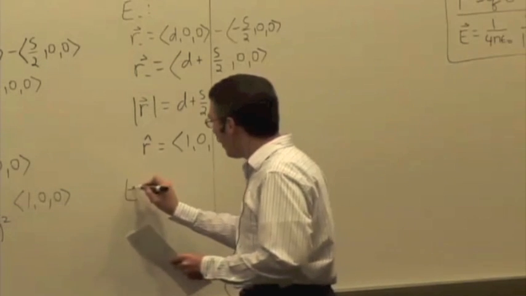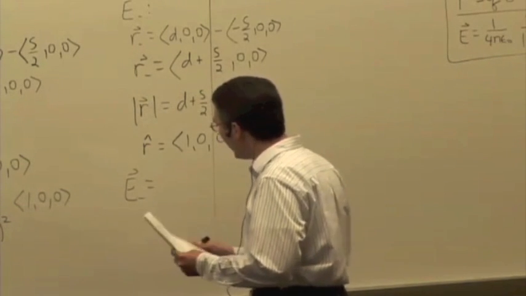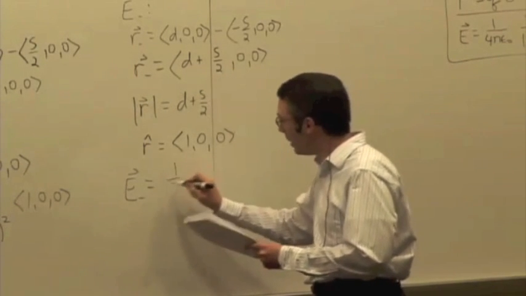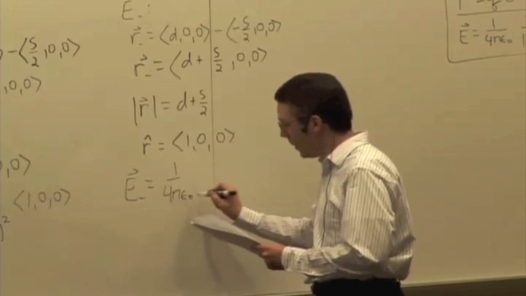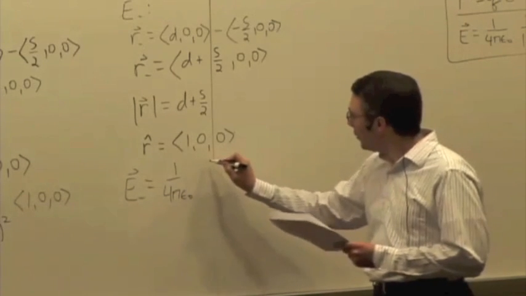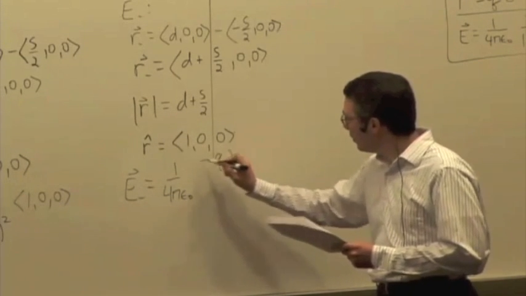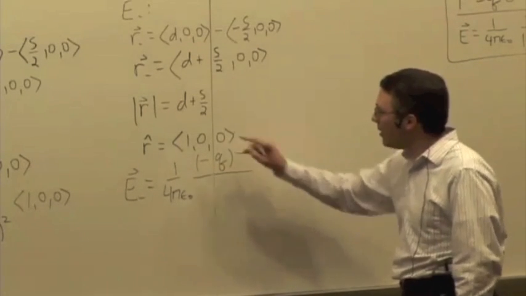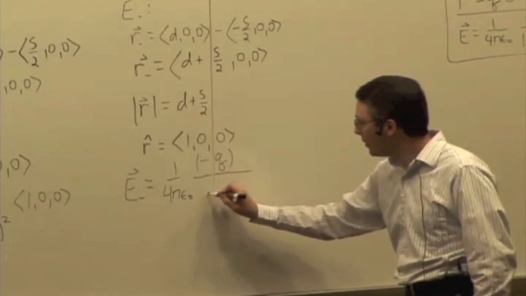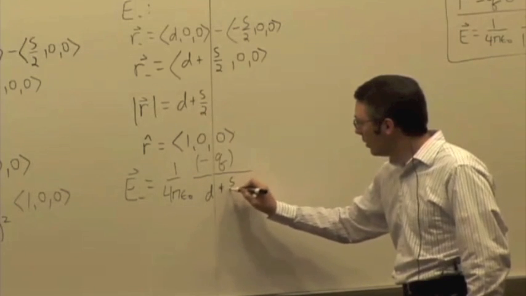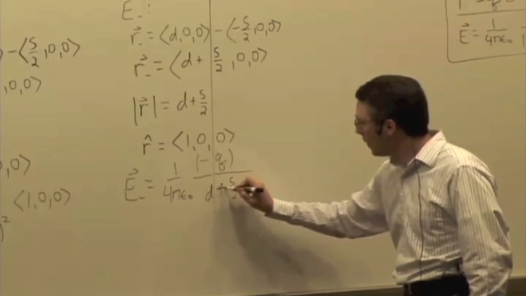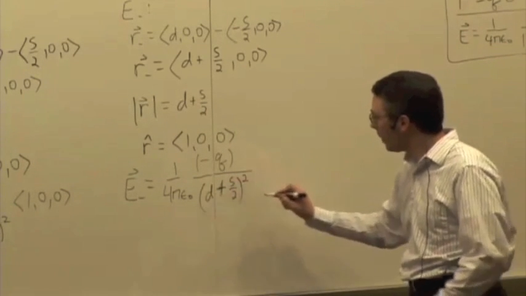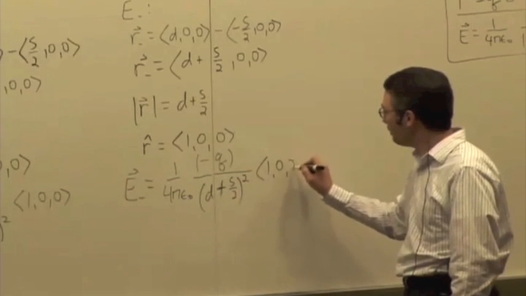So we get here for our electric field due to the negative charge, 1 over 4 pi epsilon 0, I have a negative Q now, taking the sign of the charge into account, and I'm dividing by this different magnitude, D plus S over 2 quantity squared, times 1, 0, 0. Okay?